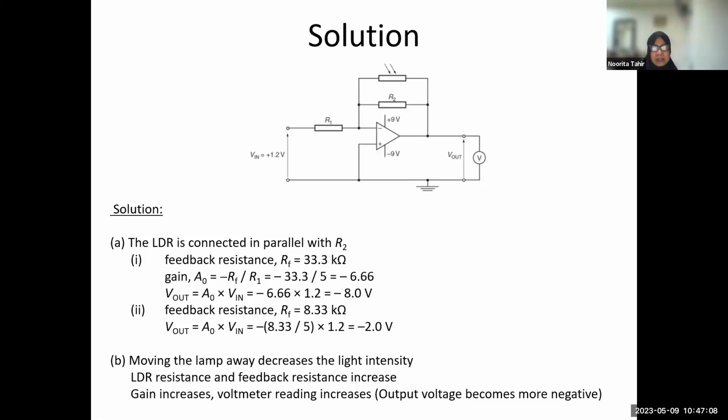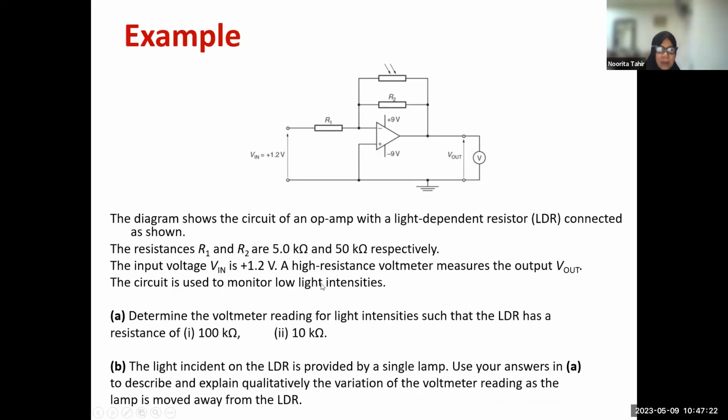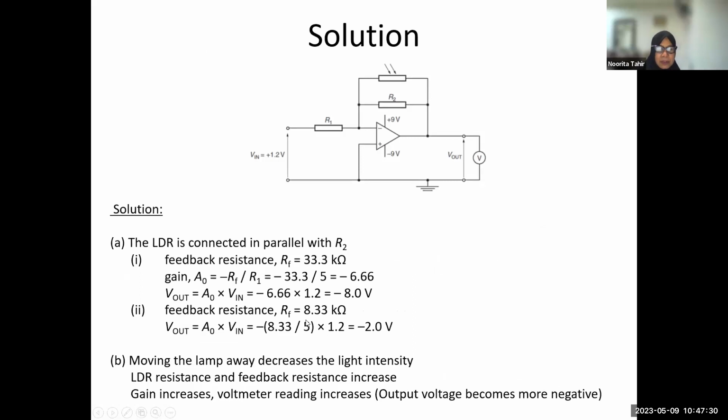So when your voltage gain is 6.66, you times by 1.2, your V out will be minus 8 volt. The next one, the feedback is 50K parallel with 10K, you will get 8.33K, and your V out will be 2 volt. So what happened? Moving the lamp away will decrease the light intensity, of course. So the LDR resistor and feedback resistor will increase, gain increases, voltmeter reading increases.